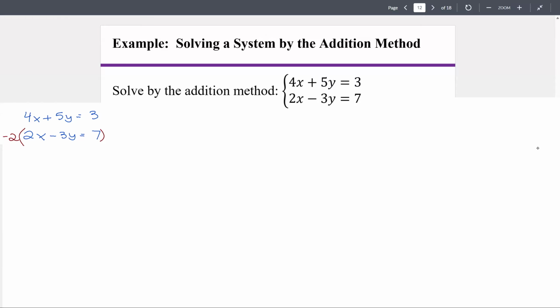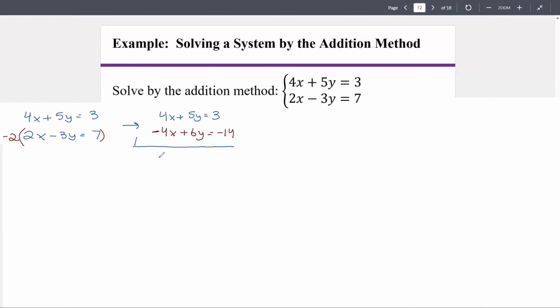What we're going to get is a system where we have 4x plus 5y equals 3. But now the second equation has been multiplied by -2. -2 times 2x is -4x. -2 times -3y is going to be 6y. And -2 times 7 is going to be -14. Okay. Once we get to this point, we've got these two equations.